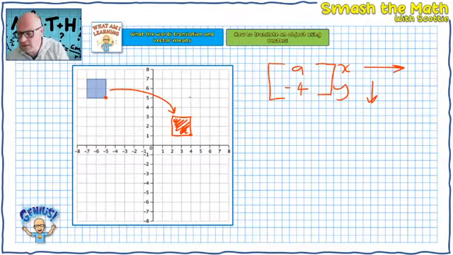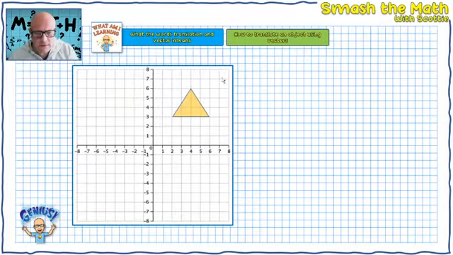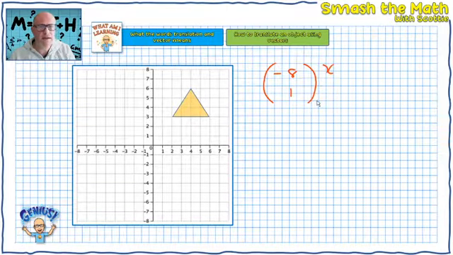Okay, let's have another look at another example. So this time we've got a triangle. Let's draw a vector where we're going to move it. So we're going to do -8 and let's go 1. So x first, y second. It's -8, so I'm going to be going left. And it's +1 on the y, so I'm going to go up.